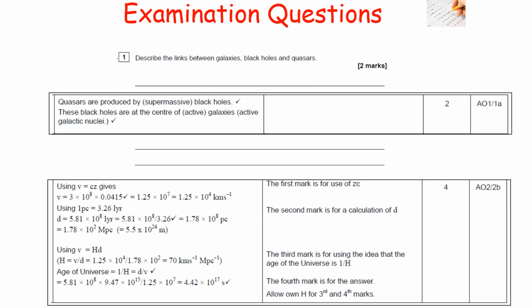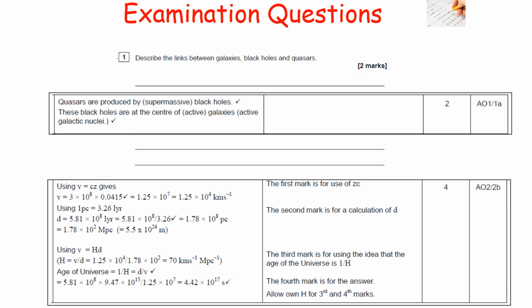Now because Hubble's constant uses the distance value to be in megaparsecs, we've got to convert our value of light years, which is 5.81 times 10 to the 8 light years, into parsecs. How do you do that? You divide it by 3.26 to get 1.78 times 10 to the 8 parsecs, and then we divide that by 10 to the 6 to get that into megaparsecs, which is 1.78 times 10 to the 2 megaparsecs. Because remember, for Hubble's constant to be used in its correct format, velocity has to be in kilometers per second and distance has to be in megaparsecs.